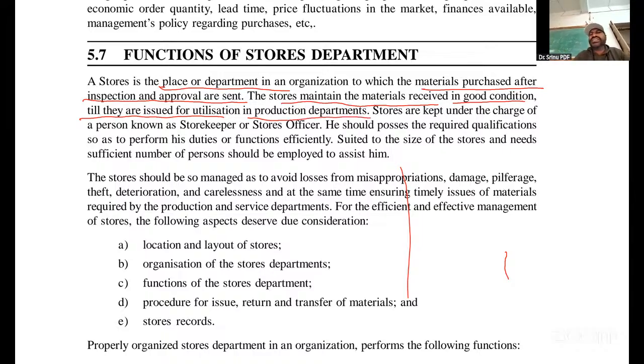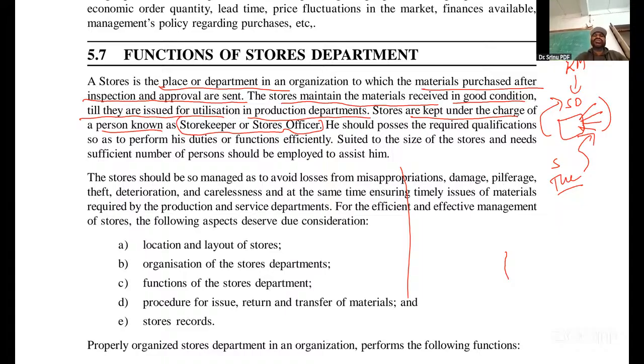See, what is the stores department's function? Once we purchase the raw material, the stores department will receive it. They are going to store the material in their houses, so whenever it is required, it is issued. Until the material is used up, the entire responsibility lies with the stores department only. Stores are kept in the charge of a person known as a storekeeper or store officer. Store officer or storekeeper means what? The person who takes care of issuing that material. So that is called the stores department.